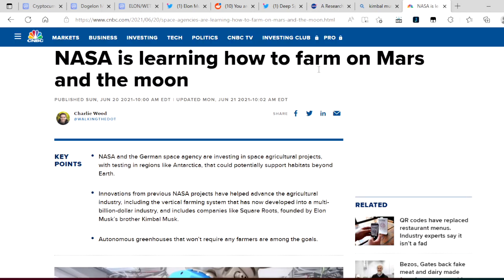NASA is learning how to farm on Mars and on the moon. Now, specifically, when I told you that they're working with Elon Musk, you have to do your deep research. So this is where it's coming from right here. Innovations from previous NASA projects have helped advance the agricultural industry, including the vertical farming system that has now developed into a multi-billion dollar industry and includes companies like Square Roots, founded by Elon Musk's brother, Kimball Musk. Okay? Because NASA is learning how to farm on Mars and on the moon.